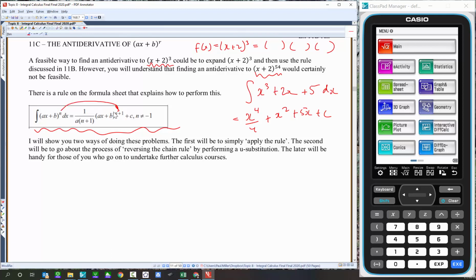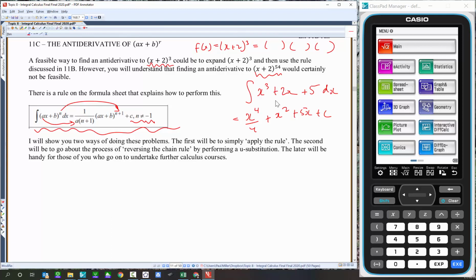That n goes to n plus 1, that a goes to there, and we multiply that a value by n plus 1. We do 1 over that value, and we're only allowed to use it for situations where n is not equal to 1. All right, but I don't love rules and I like to know what's happening. So I'm not going to use the rule for these examples. You can use it, feel free to, but I'm going to use a u substitution.